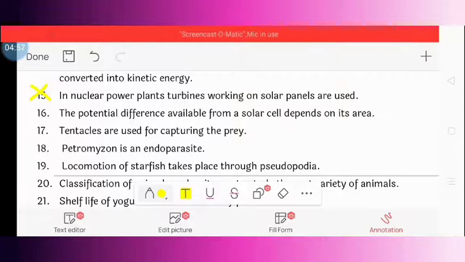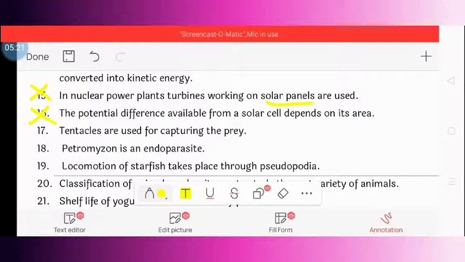because in the nuclear power plants, turbines working on nuclear fission are used, not solar panels. So this statement is false. Question number 16. The potential difference available from a solar cell depends on its area. So this statement is also false, meaning incorrect statement.